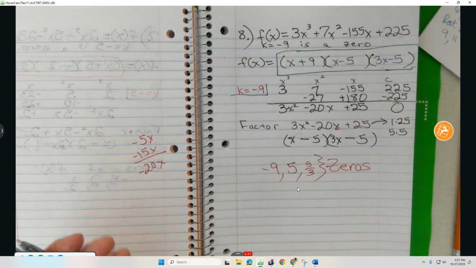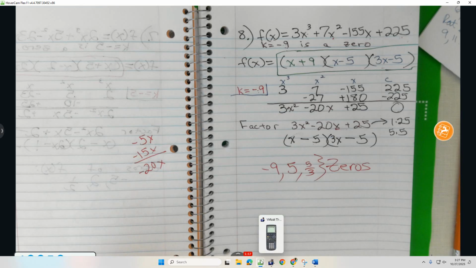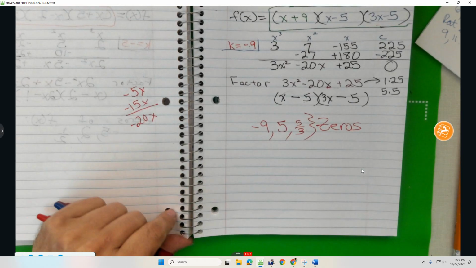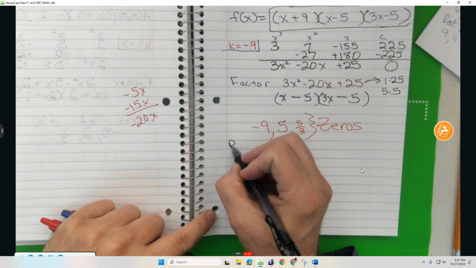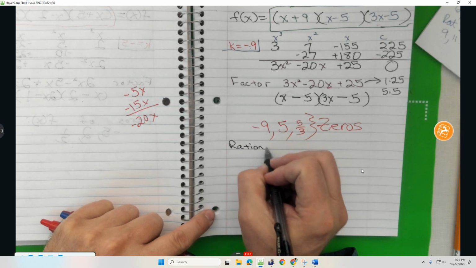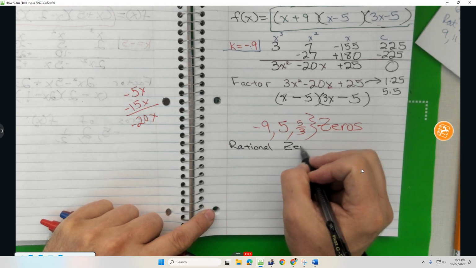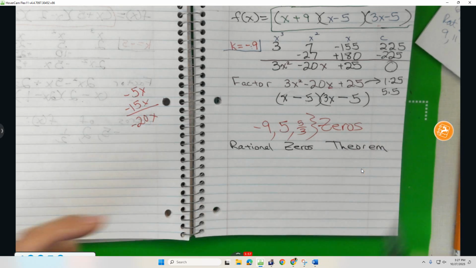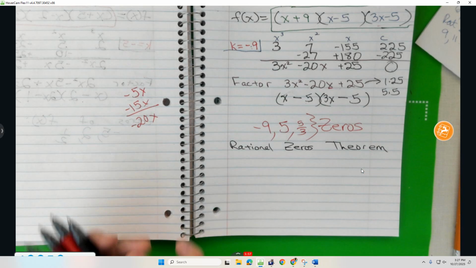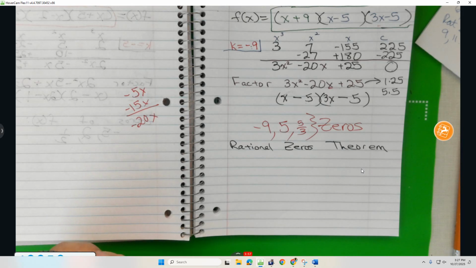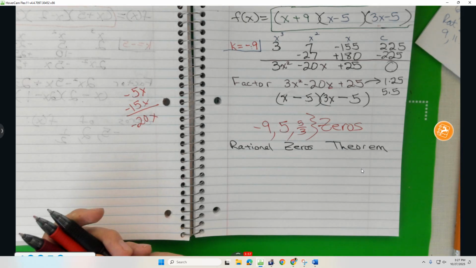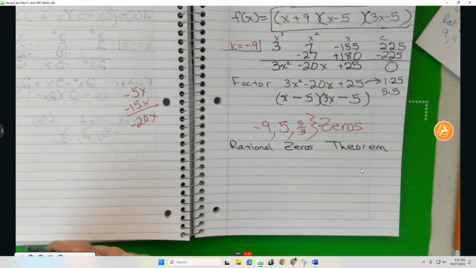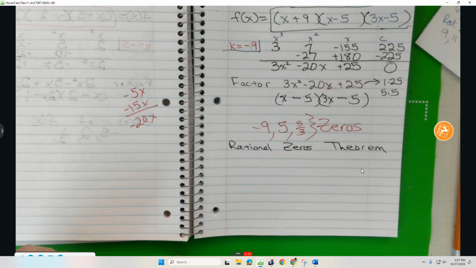So I want to write out the rational zeros theorem first. I'm going to write it down here. Okay? The rational zeros theorem. Now realize rational just means integers, fractions, numbers that can be written as one integer over another. So 7 is a rational number because 7 can be written as 7 over 1, or 14 over 2, or 21 over 3.